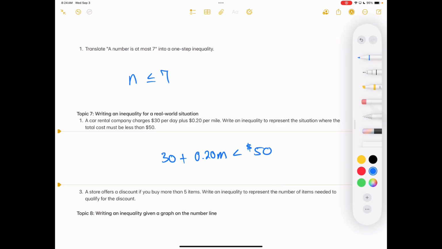And it's just going to be less than, because it just says less than. It doesn't say less than or equal to.